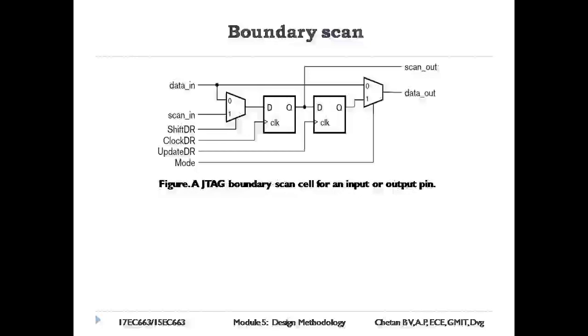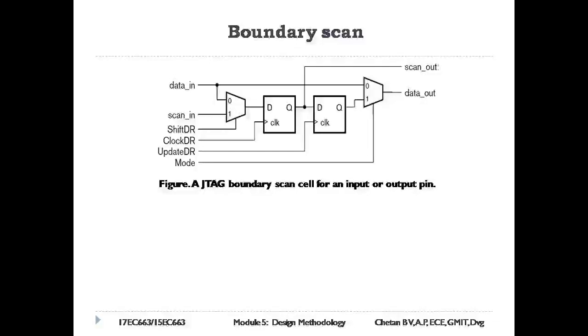Depending on the control inputs to the cell, data can flow straight through. Input data can be captured, output data can be driven, and test data can be shifted through. Input and output pins of the component each require just one cell. Tri-state output pins require two cells, one to control and observe the data and the other to control and observe the output enable. Bidirectional pins require three cells as they are a combination of a tri-state output and an input.